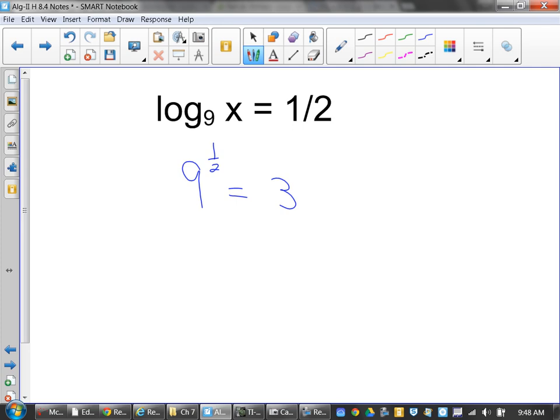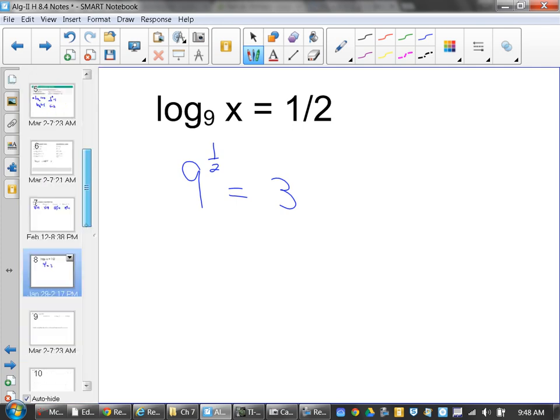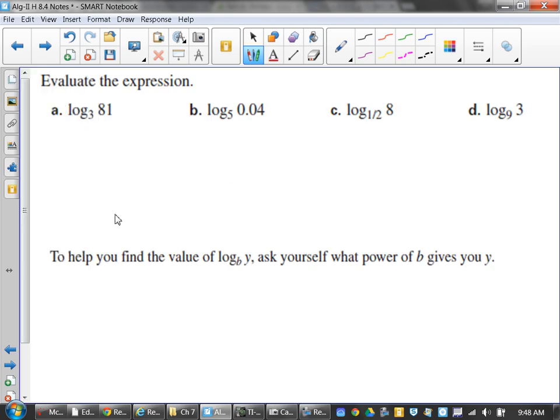Because this is where we're going, it's going to be 1/3. Again, what you're going to ask yourself in these questions, if you have to figure out what the value of log base b of y is, you're asking b to what power is y? So 3 to what power would be 81? 3 to 4.